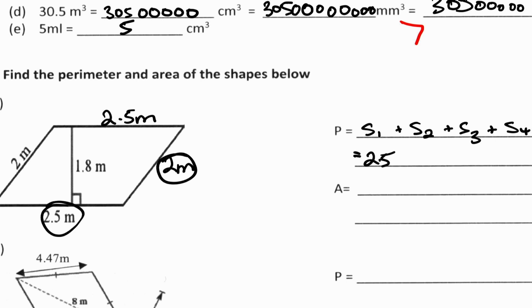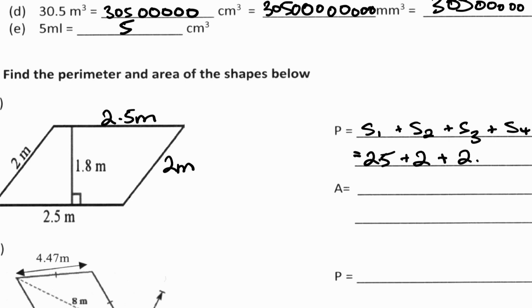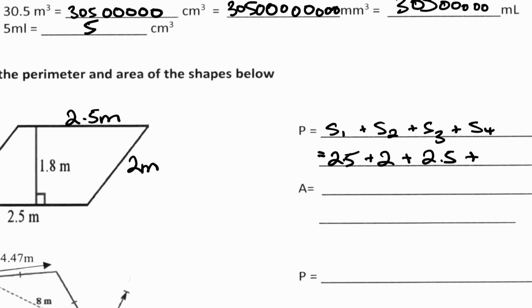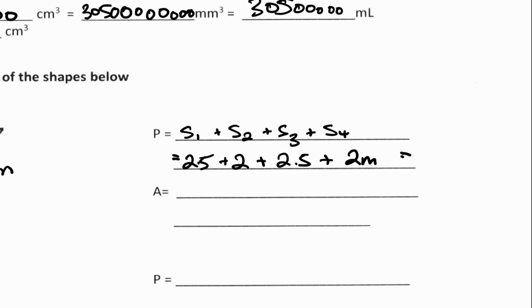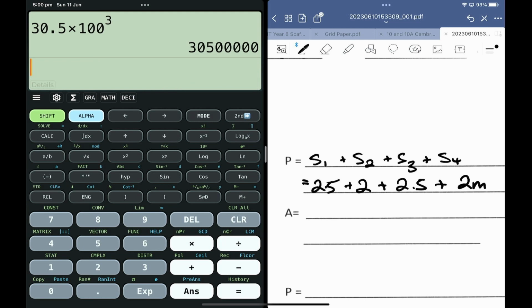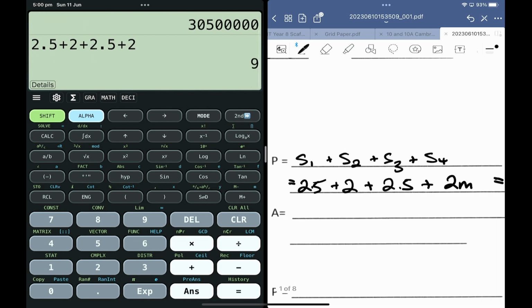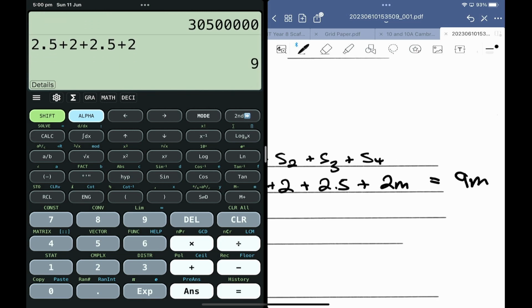The second side is 2 meters. The top side is 2.5 and the left side is 2 meters as well. And we plug all of that into our calculator. And we get 2.5 plus 2 plus 2.5 plus 2 equals 9 meters.